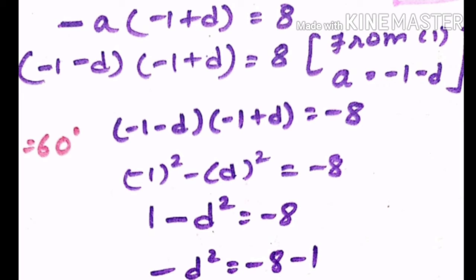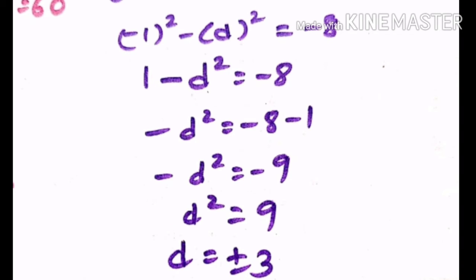Now this is a plus b, a minus b type of expansion. So I can write here minus 1 square minus d square is equal to minus 8. Minus 1 square is 1, minus d square is equal to minus 8. So minus d square is equal to minus 8 minus 1. What is minus 8 minus 1? Minus 9. So on both sides we can remove the negative sign. This way I get d square is equal to positive 9, and by taking the square root on both sides we find d is equal to plus or minus 3. Means here we get the value of d as either plus 3 or minus 3.